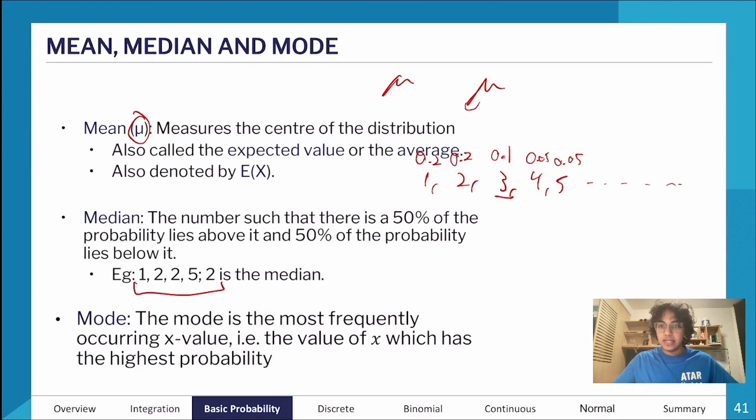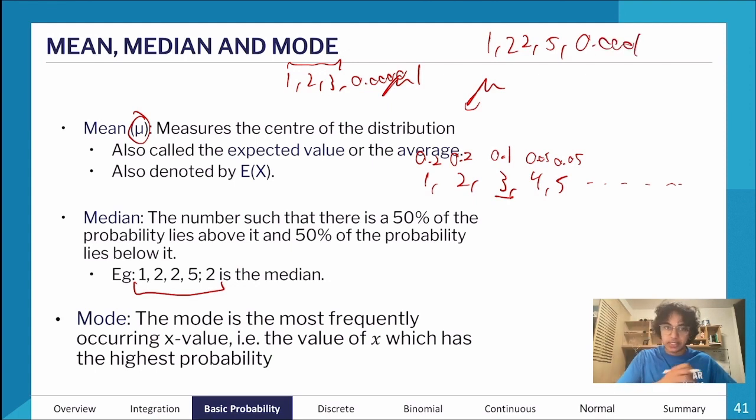But the problem with the mean is that it's not robust. What I mean by not robust is that it can be affected really easily by outliers, right? If I have a couple of numbers, 1, 2, and 3, and also 0.00001, the mean is going to be so much lower than what 1, 2, and 3 actually are, right? Or if I have 1, 2, 2, and 5, and I don't know, 0.0001, again, the mean is just going to be dragged down, right?